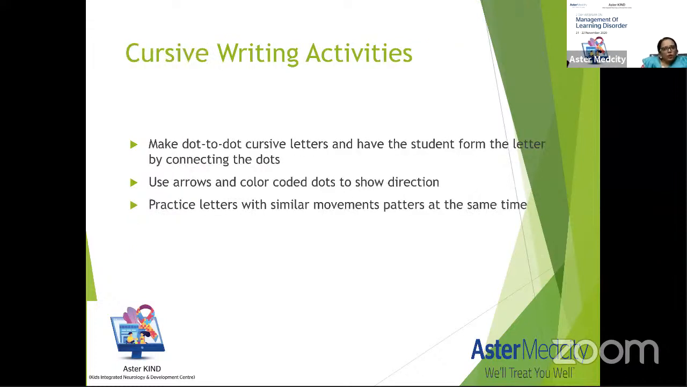So for cursive writing also, give dot-to-dot cues so that they can join the dots and write, and use color codes to show the direction and all. And practice letters with similar patterns. There is the tall family, like T, L, K. Then there is the closed O family: A, O, Q, like that. Okay, so teach them according to these similar patterns.